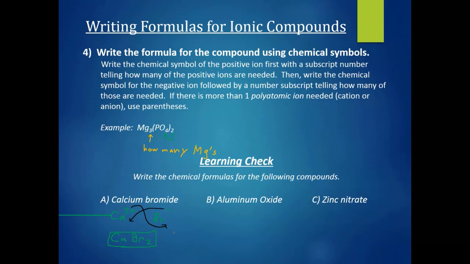The problem that I have with this is the following. First of all, it confuses the ionic charge, the superscript, with the number of atoms, the subscript. Subscript and superscript do not tell you the same thing. This 2 down here does not tell you the charge of bromine. It actually doesn't even tell you the charge of calcium. It happens to coincide with the charge of calcium, but it doesn't tell you the charge of calcium. What it's telling you is that you have 2 bromine ions.